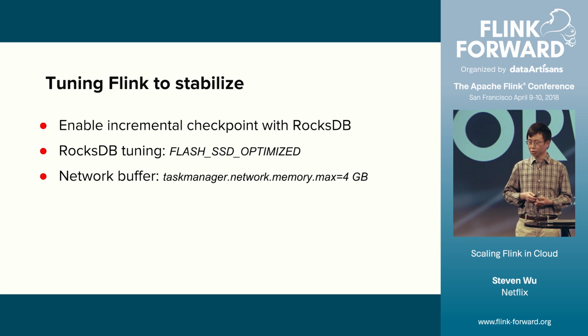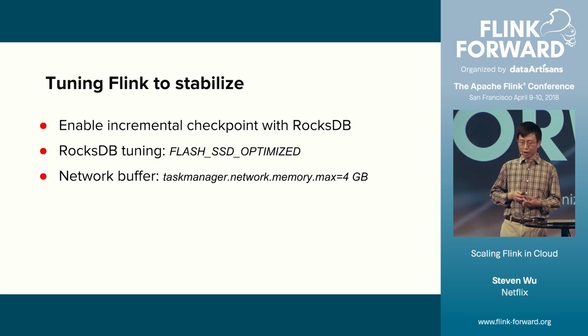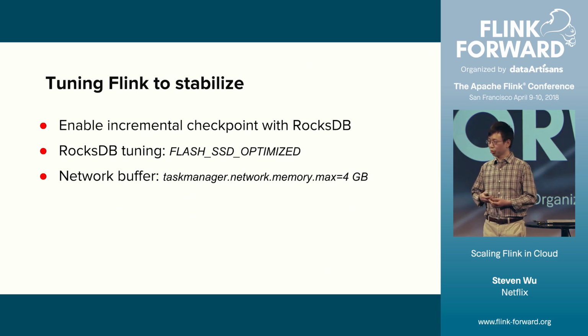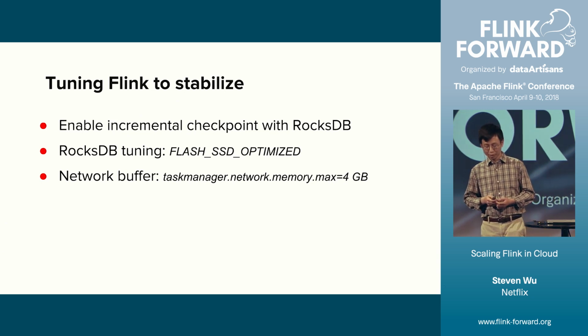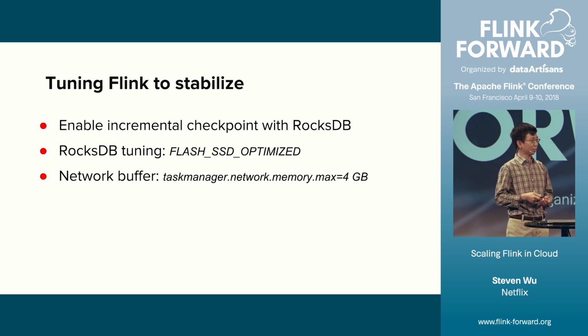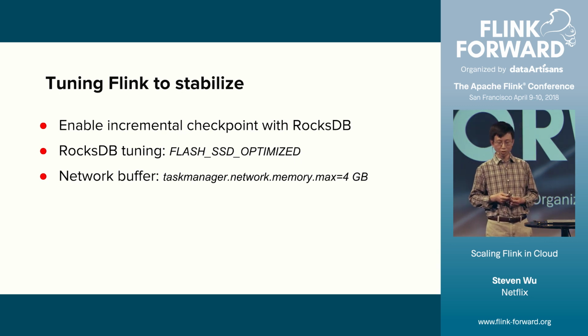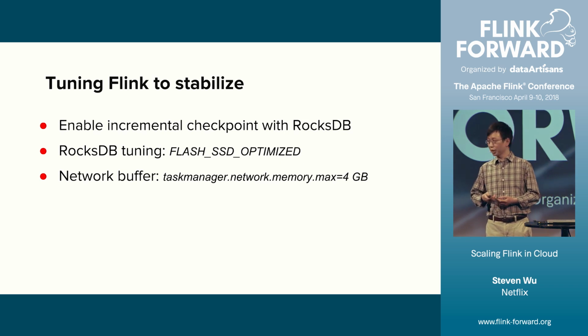And Flink comes with great predefined tuning for RocksDB. So we just use the SSD predefined option for RocksDB. That works out great out of the box. We didn't have to spend too much time tuning RocksDB. And because this large state job has very high parallelism, like a few hundreds or a few thousands, we need to increase the network buffer from the default 1 gigabyte to 4 gigabytes.